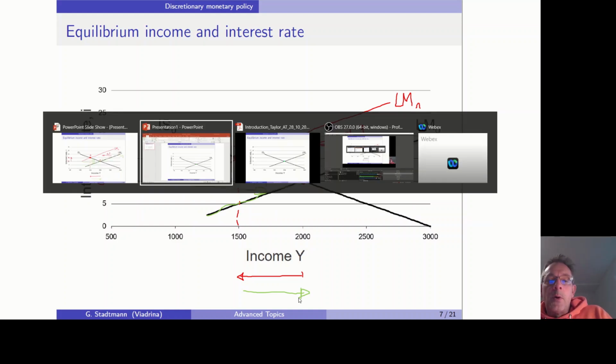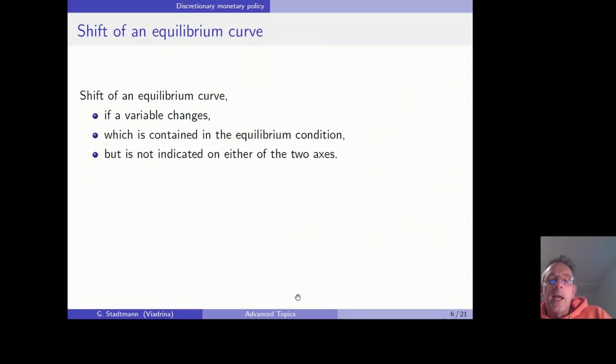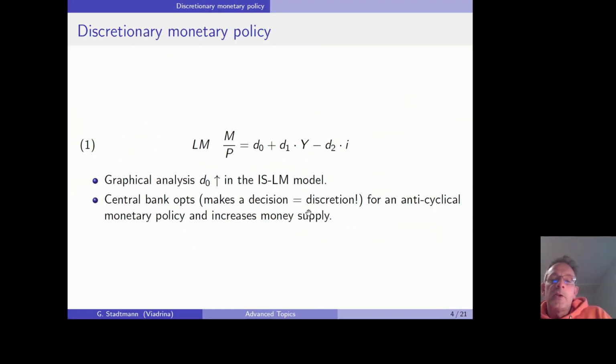But what is important to emphasize here is that the central bank has to make a decision, which I mentioned here. So the central bank has to opt for an anti-cyclical monetary policy. It's not an automatism, but the central bankers have to gather, they have to discuss this issue, and then they come up with the right decision.